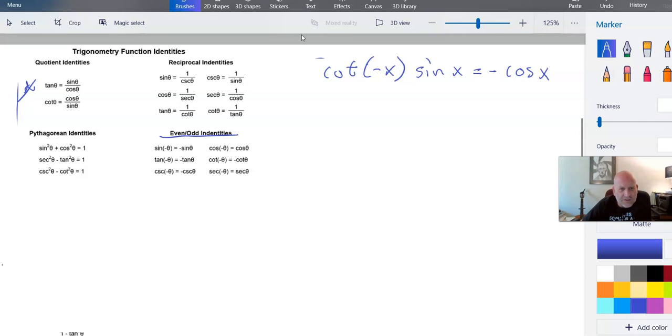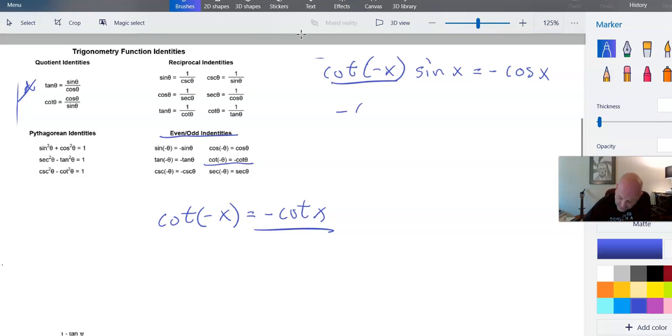So what does cotangent do? Let's see. It says that cotangent of negative x is equal to negative cotangent x. So that means I can substitute a negative cotangent x for this. So this is now negative cotangent x times sine x equals negative cosine x. Well, that's good. The negatives match now, right? So now we just have to see what we can do with this.